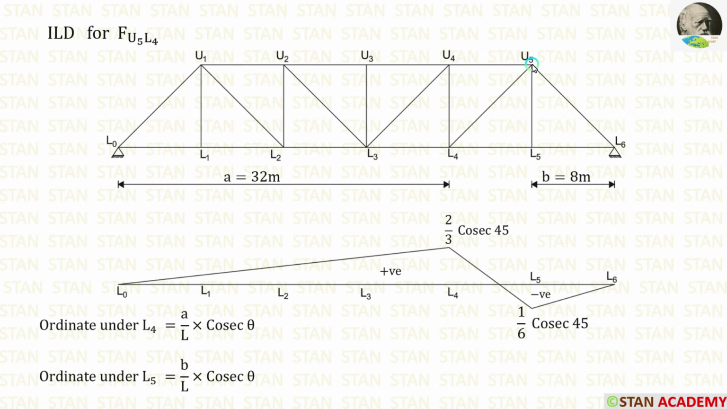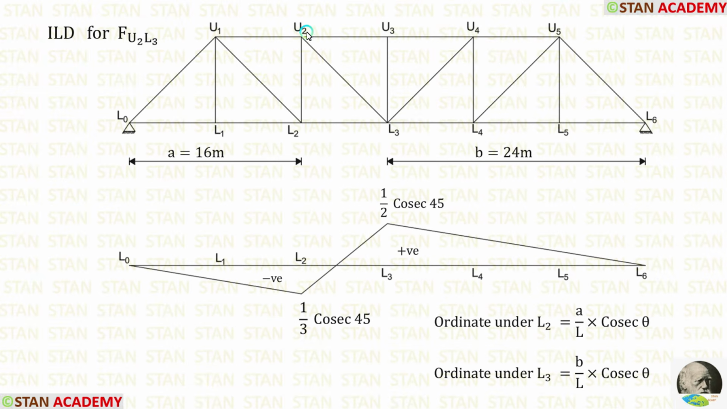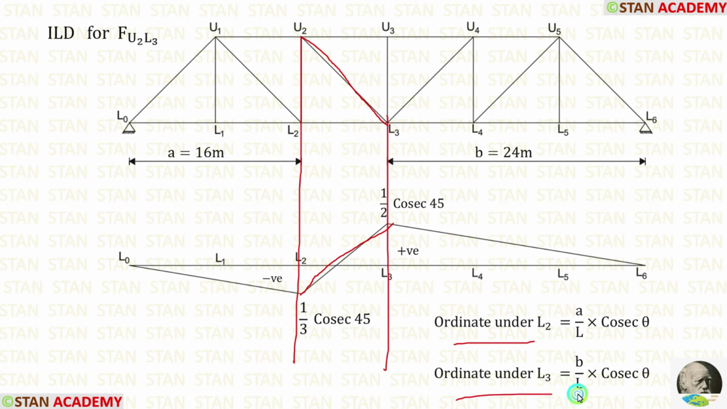In the same way, we can draw ILD for force U5 L4. Just project L4 and U5. Then make a line in the opposite direction. Then apply the formula. We will get the ordinates. Now let us make ILD for force U2 L3. Here also project U2 and L3. Then draw a line in the opposite direction. After that, we have to apply the formulas.